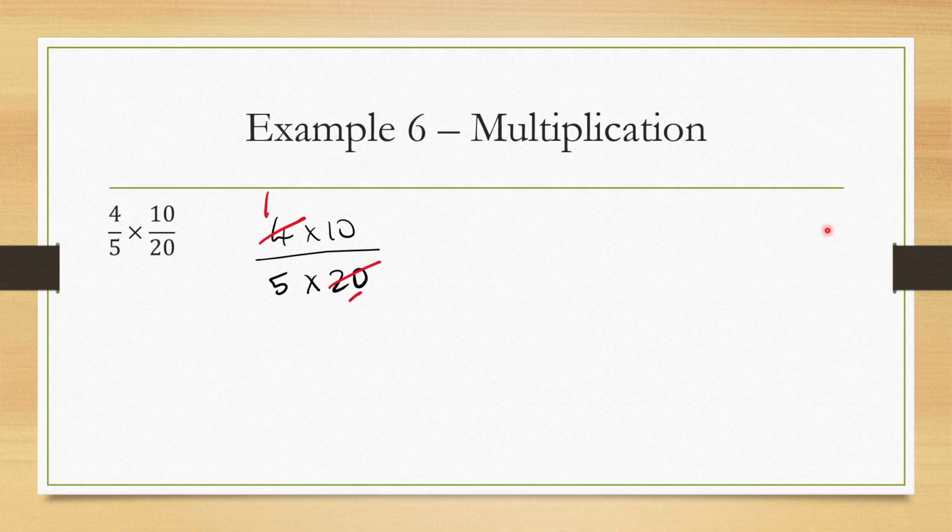So first of all, I'm going to cancel out the 4. So I know that 4 times 5 is 20. So I'm going to divide 4 from both the top and bottom. So when dividing by 4, this 4 cancels and it gives me 1. And this 20 cancels and it gives me 5.